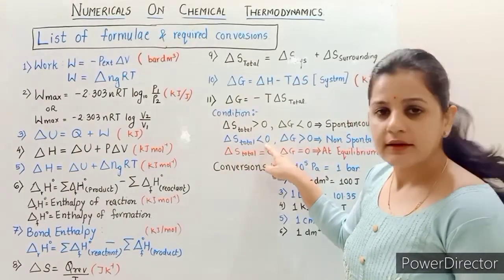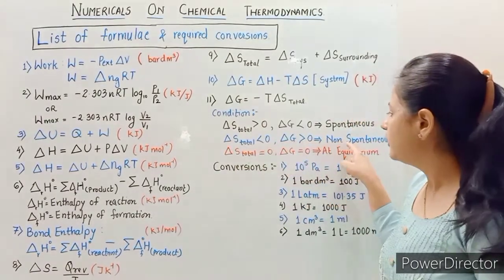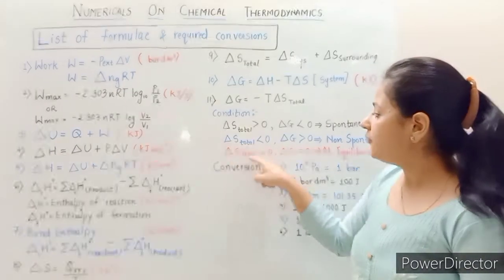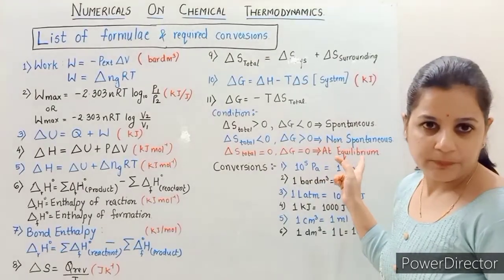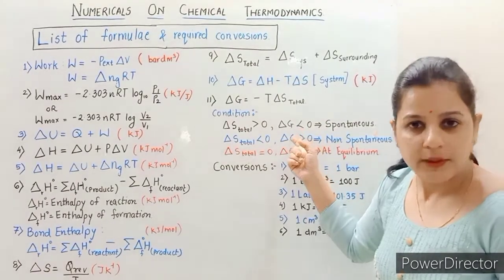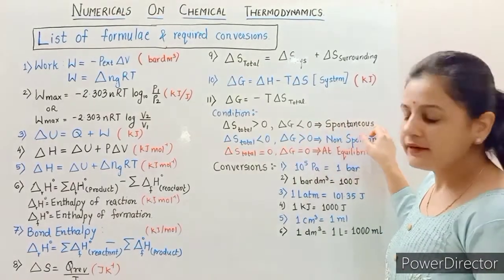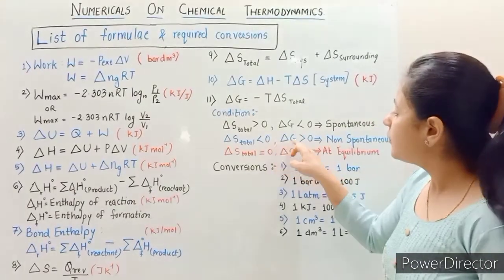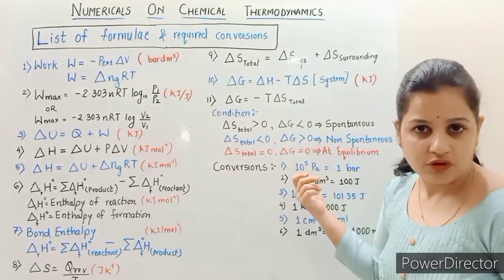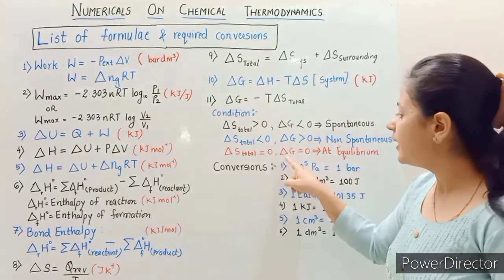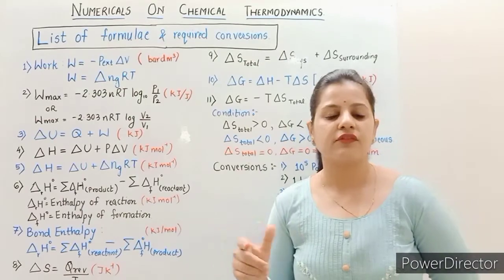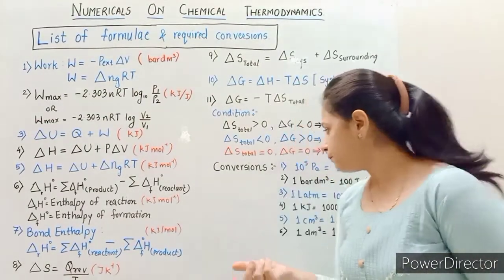If delta S is less than 0, then it is non-spontaneous, and if it is 0, then it is in equilibrium. And the opposite takes place for Gibbs energy, meaning if the Gibbs energy is less than 0, meaning negative, then the reaction is spontaneous. If Gibbs energy is greater than 0, meaning it is positive, then it is non-spontaneous, and if it is equal to 0, meaning the system or the process is at equilibrium.